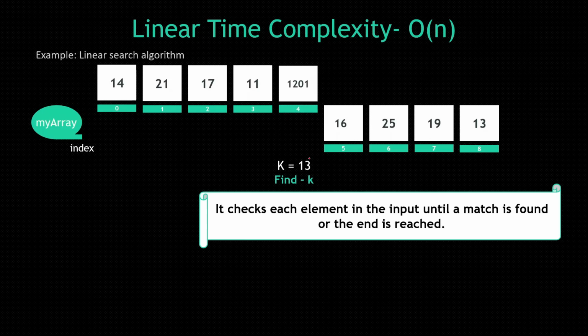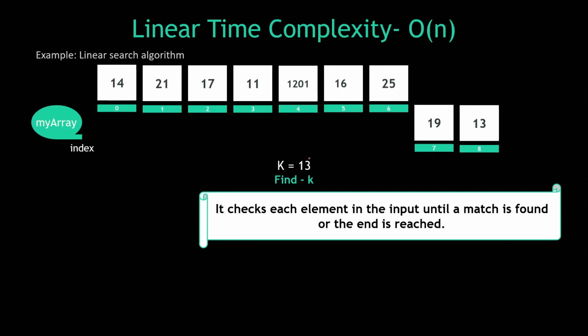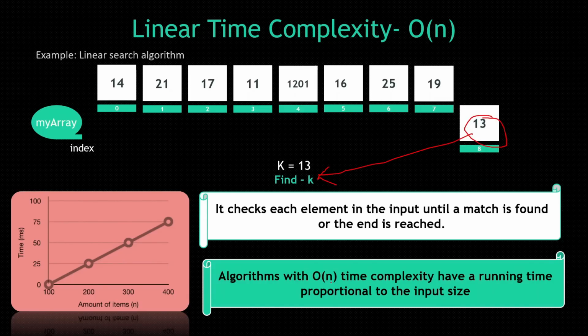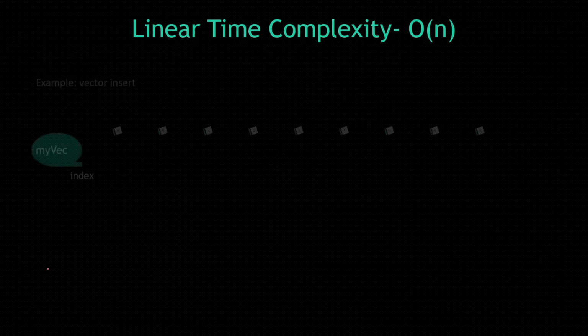So it's not equal to 13. Not. Here the value of index 8 is 13, which is equal to our search item. So we can say algorithms with O(n) time complexity have a running time proportional to the input size. If n equals 90, in the worst case we need to do 90 operations to find any item. So we can say the time complexity of this algorithm is O(n).